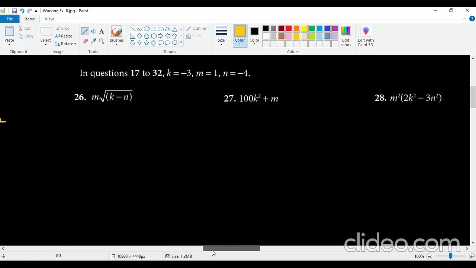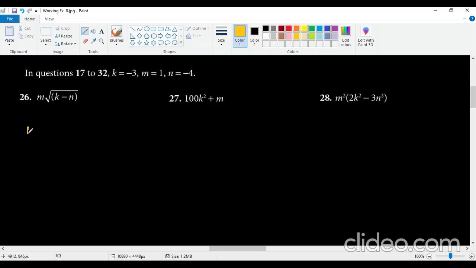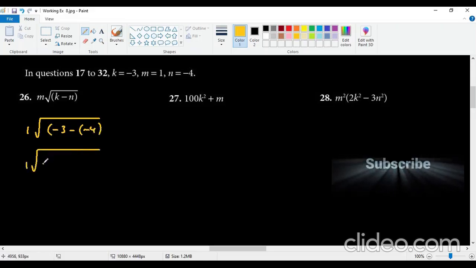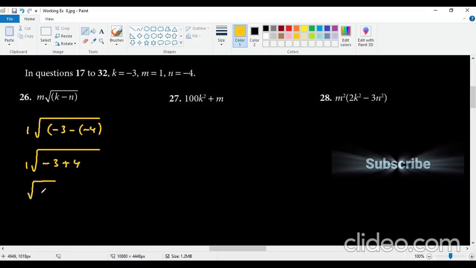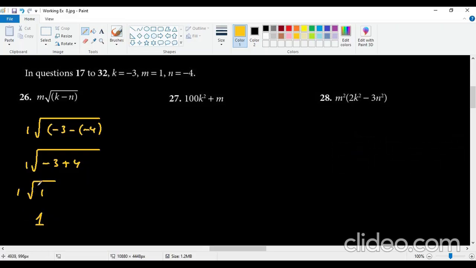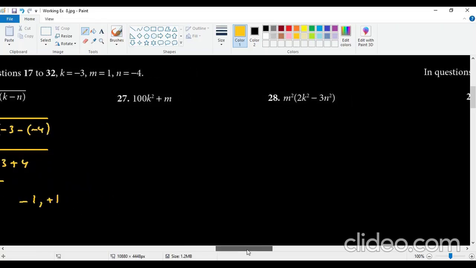Next comes 26. M value is 1 only, and then comes under root. K value is a negative 3 minus n value is negative 4. So under root minus 3 plus 4 is going to give you a 1. So your final answer is going to be 1 for question number 26. But since it is under root, your final answer is going to be minus 1 and a plus 1.